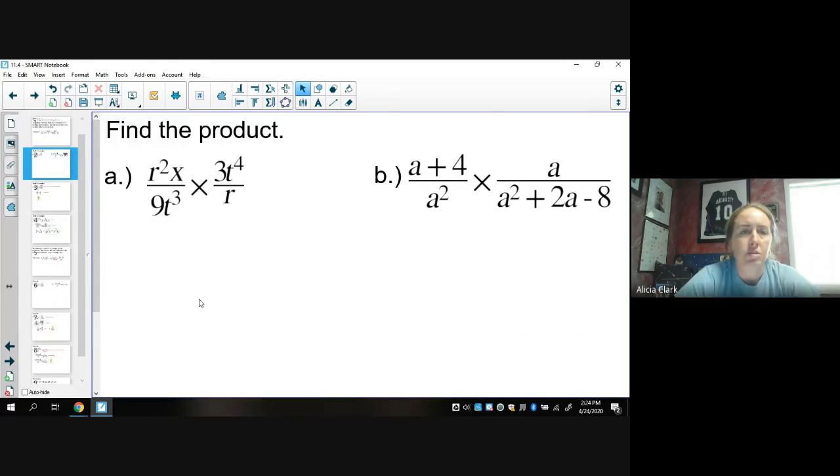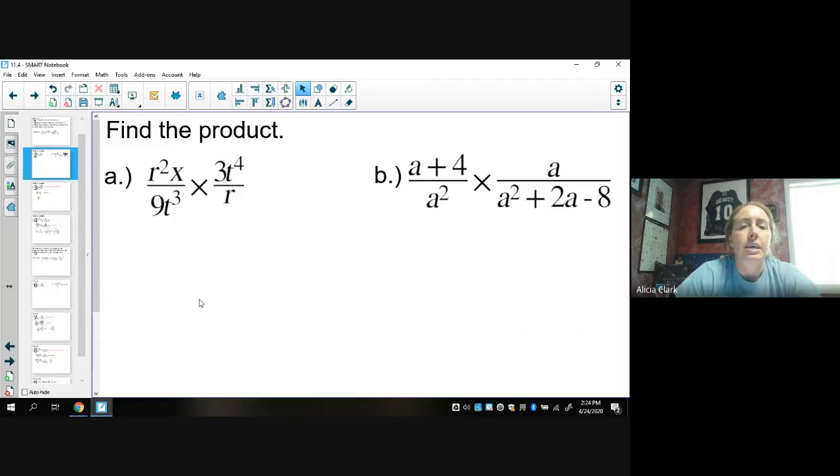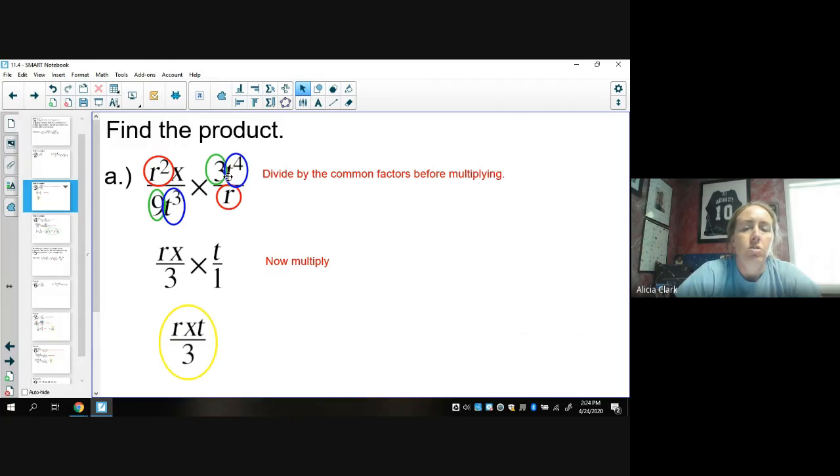So we're going to look at a couple of examples of finding the product whenever we are given rational expressions, which means we have polynomials and things involved. So first one that we're going to do is r squared x over 9t to the third times 3t to the fourth over r. So the first thing that we're going to do is we're going to divide by common factors before we actually do the multiplication. So I've tried to pair them up for you.